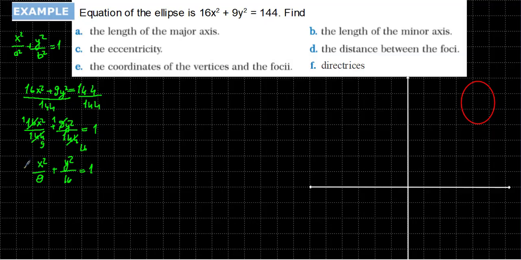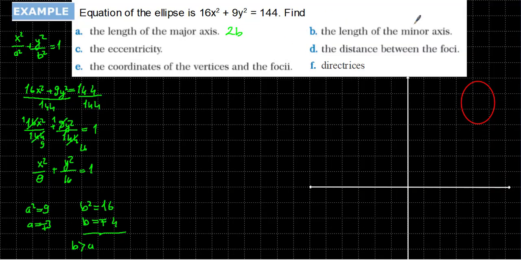Yes, now this is the canonical equation. So a squared is equal to 9 and b squared is equal to 16, and a is equal to plus and minus 3, and b is equal to plus and minus 4. Since b is the bigger value, b is bigger than a, the major axis is going to be 2b.